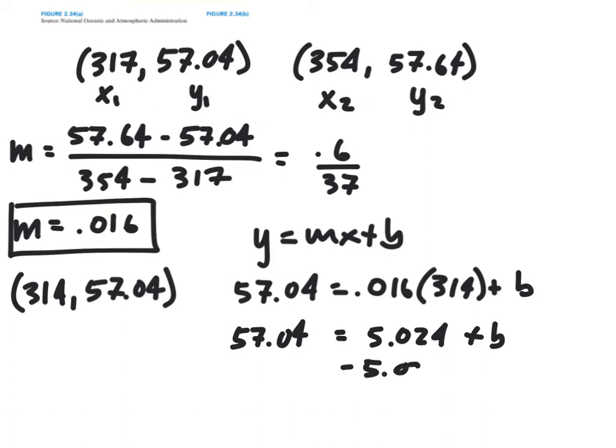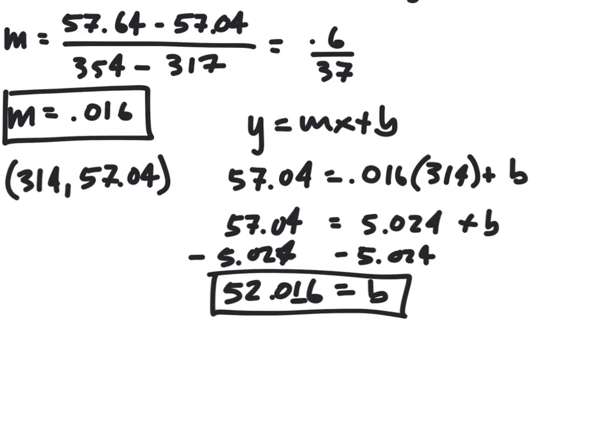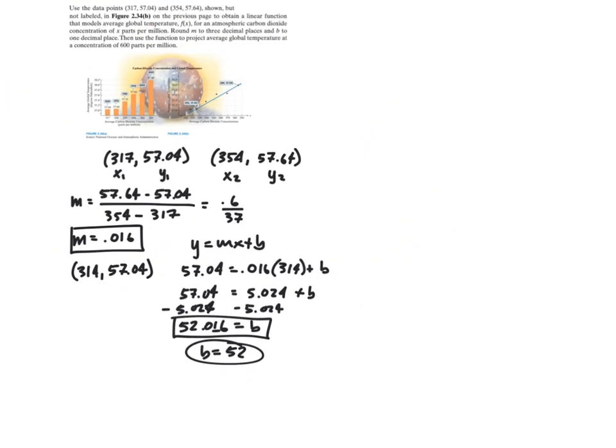Subtract 5.024 from both sides, so 57.04 minus 5.024, and we get 52.016 is equal to b. Now, it wanted us to round this to 1 decimal place, but because we have a 1 and a 0, okay, our b value is just going to be 52, okay? So now I have our slope, we have our y-intercept, so now we have a function.